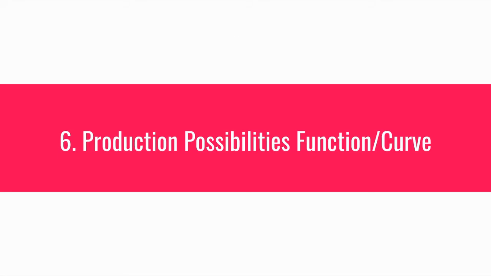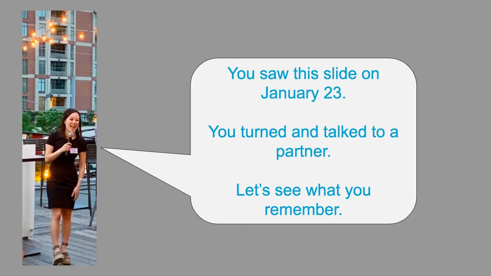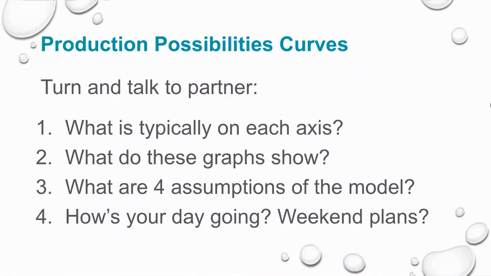Say hello to our 6th topic, the production possibilities function, or production possibilities curve. If it sounds familiar, that's good. I'm about to show you a slide you saw on January 23rd during class, and I had you turn and talk to a partner, so let's see what you remember. So turn and talk to your partner. So first question, what is typically on each axis?